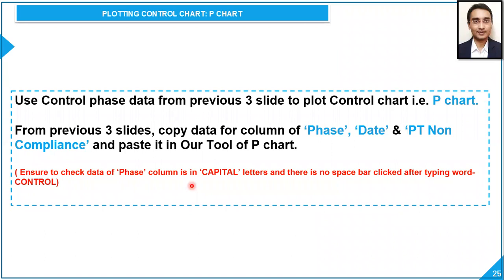So that's the nitty-gritties of the system. So requesting you all to ensure that there is no space bar click after typing the word control, and this word is supposed to be typed in capital letters. So let's go to the next slide and see how we're going to plot the P chart.